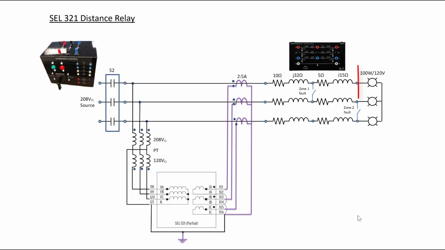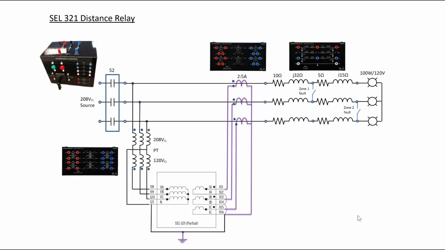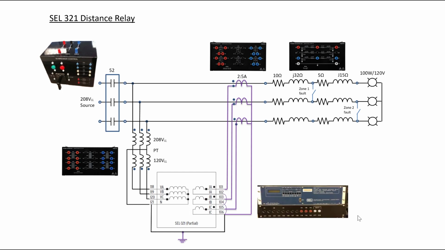We also have a lamp load that we're going to connect to simulate resistive load on the system. We have our current transformers, so we're going to be stepping the current up from 2 amps to 5 amps. We have our potential transformers. We're stepping the voltage down from 208 to 120 volts. And finally, we have our Schweitzer 321 relay, and we have the jacks coming out that we can plug into in order to inject current and voltage into the 321 relay.